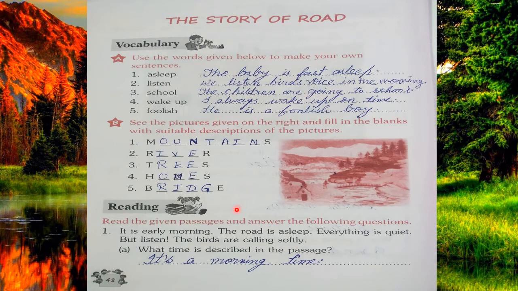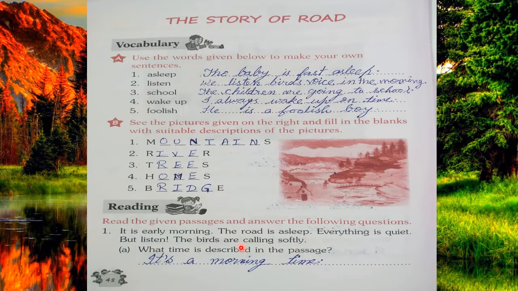So this is done. Next question is reading. Read the given passages and answer the following questions. Class, here in this question there are some passages. Firstly you have to read them and then answer some questions. So the first passage is, it is early morning, the road is asleep. What is the story about? The story is about road, okay.